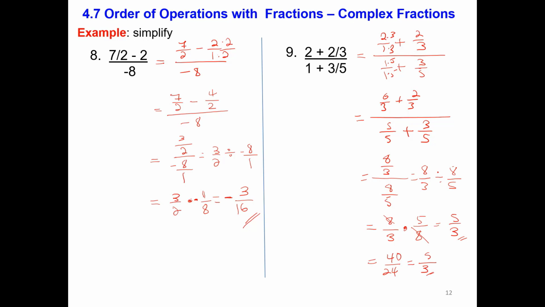This is an improper fraction, and we can change this one into a mixed number. Yes, 5 divided by 3 is 1, 1 times 3 is 3. We subtract this one, then we can write this one as 1 and 2 thirds. Yes, if you had to write the answer as a mixed number.